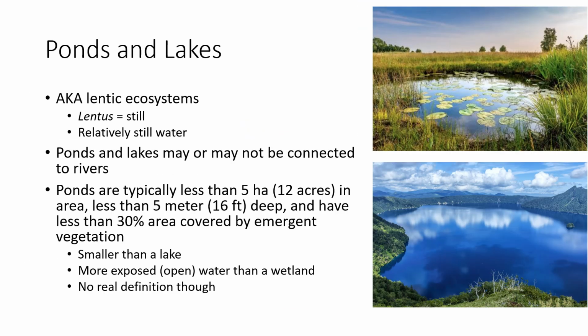All right, let's move on to our freshwater ecosystems. We're talking about normal ponds and lakes here, freshwater ponds and lakes. These are sometimes called lentic ecosystems. Lentic means still, so we're talking about still water. You probably will never see that term in this class. We'll use the term ponds and lakes.